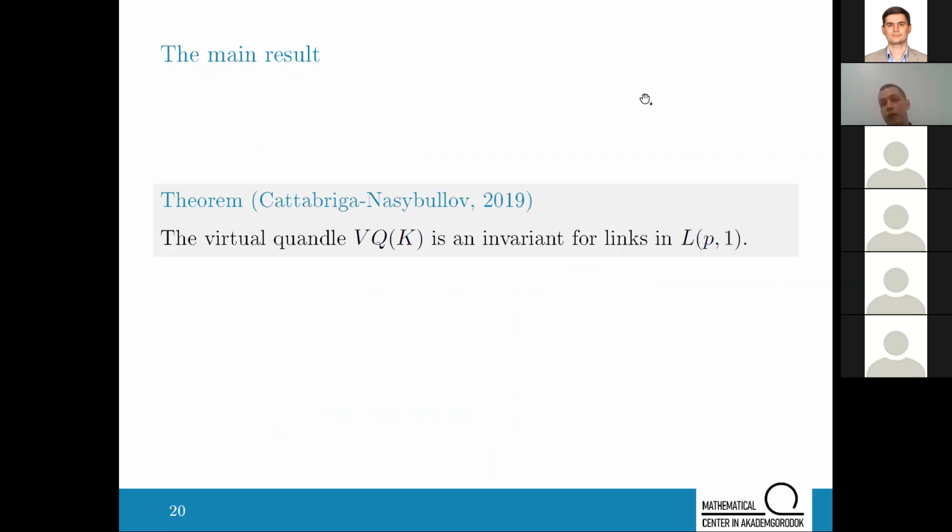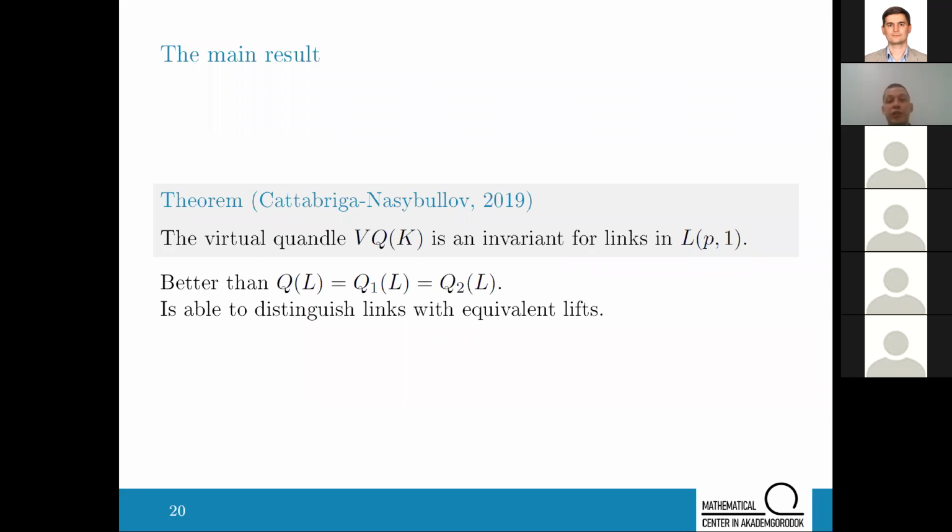And what is nice about this virtual quandle? First, it's better than the fundamental quandle for links, which I introduced geometrically on previous slides, or using liftings. What does it mean, better? It means that if the fundamental quandle distinguishes two links, then this virtual quandle also distinguishes two links. Second, this virtual quandle is able to distinguish links with equivalent lifts. Not all of them, but at least it can distinguish some links with equivalent liftings. So it makes it more useful, because that usually doesn't work in the theory, since a lot of invariants are constructed using liftings.